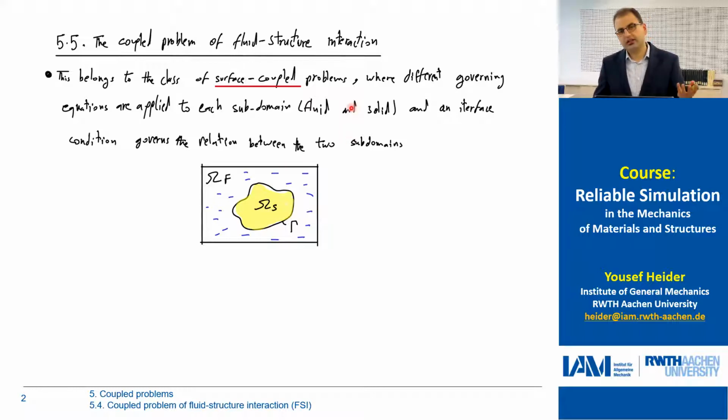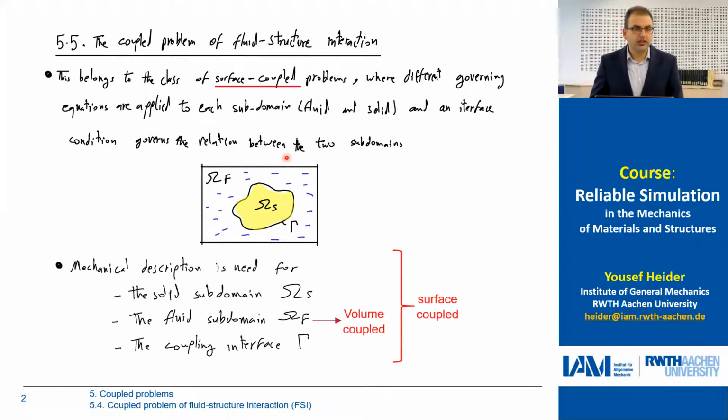Therefore, because they interact, and because they behave from a mechanical point of view in different ways, they might be governed by different equations, and each subdomain can also be subjected to different conditions. And an interface condition governs, as I said, the relationship between these two subdomains.